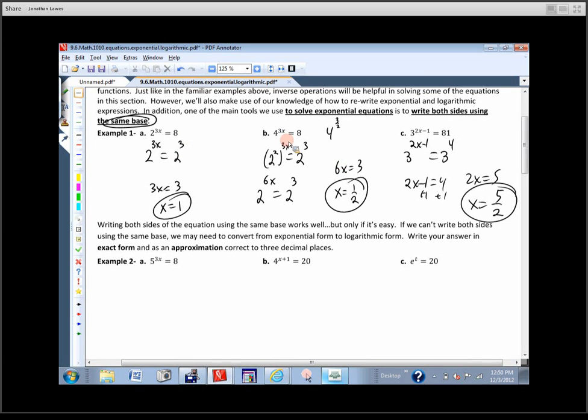So here's what we're going to do on this problem right here. There are a couple different ways that we can do this, so please watch and pay attention. It says, write your answer in exact form and as an approximation correct to 3 decimal places. Can you write 5 and 8 using the same base? You can't. So I'm going to write this in logarithmic form. So this is going to be log base what? Log base 5 of 8 equals 3x.